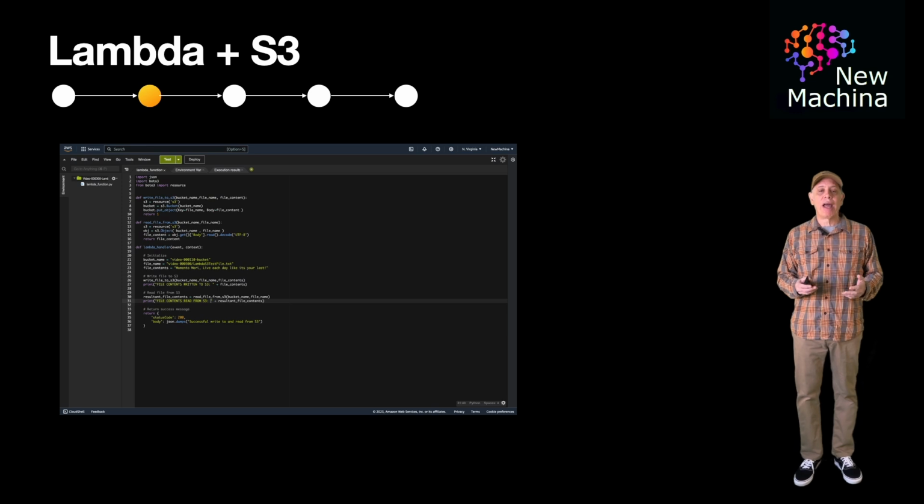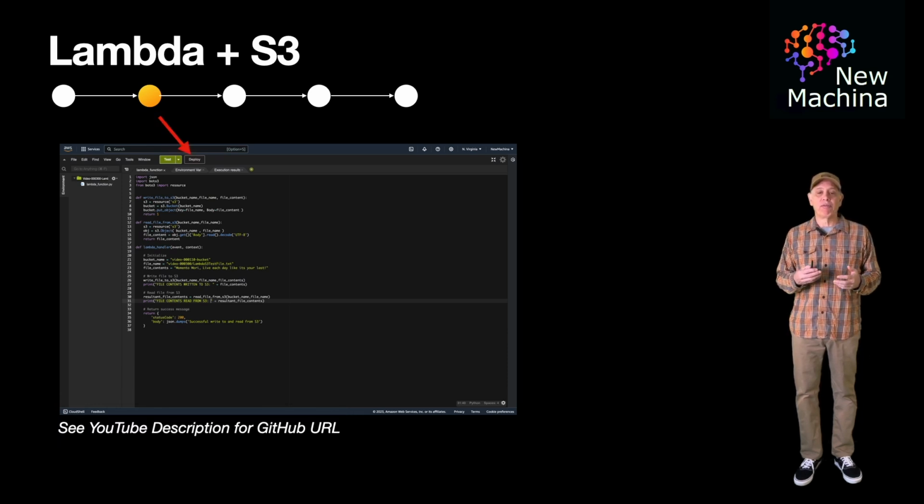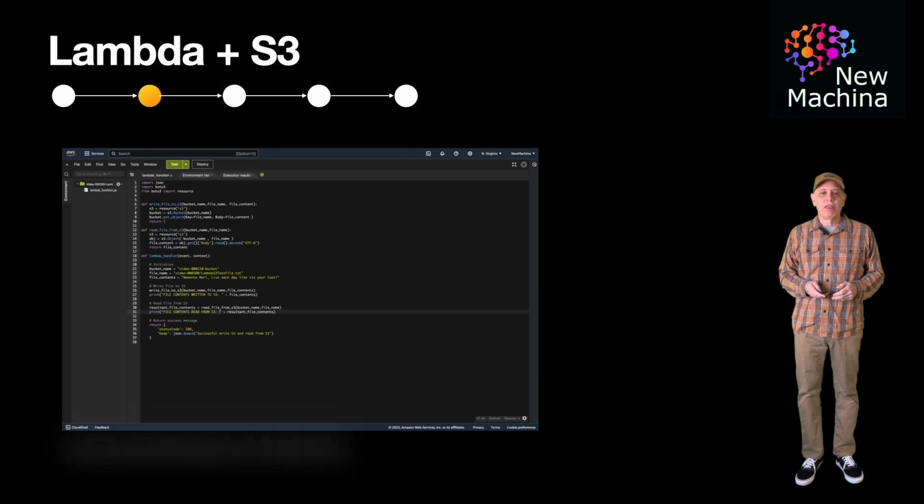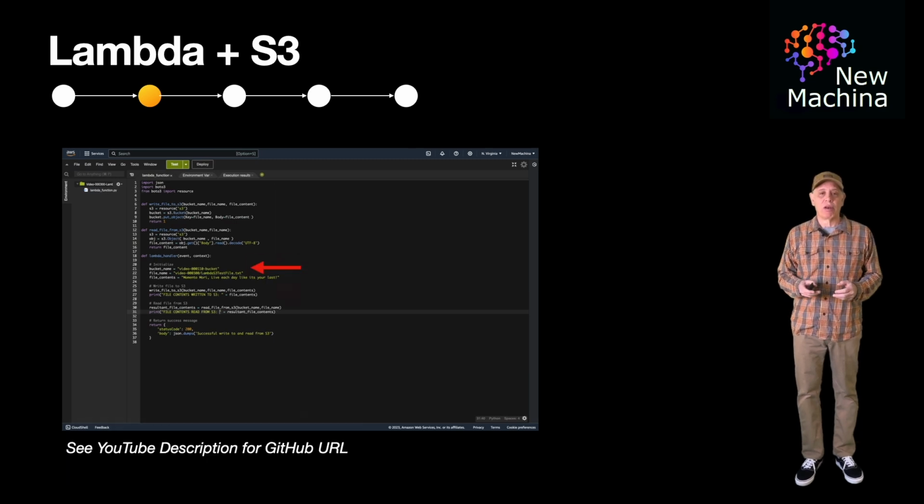Now I expand out the code editor to take advantage of the full screen. I add in my Python code. I click the Deploy button to upload my new Lambda function to the AWS Cloud. The entry point for my Lambda function is lambda_handler. The lambda_handler initializes some variables such as bucket name, file name, and file contents. We're going to write the text "Memento Mori, live each day like it's your last" to a file up in S3. After the variable initialization, the lambda_handler calls write_file_to_S3, which writes the file to S3.